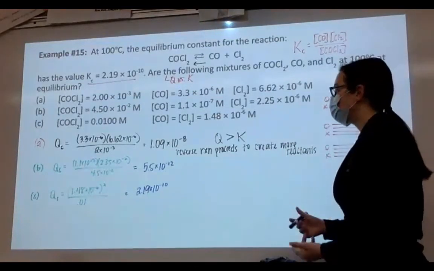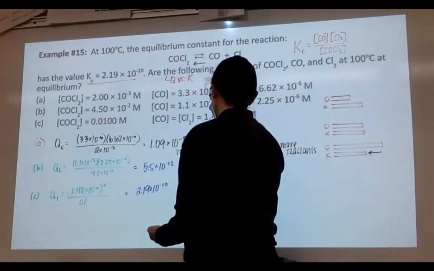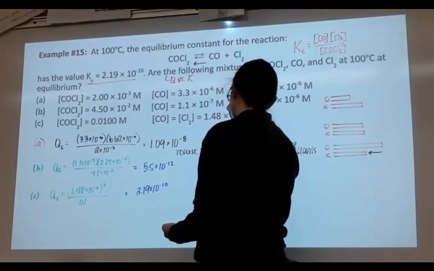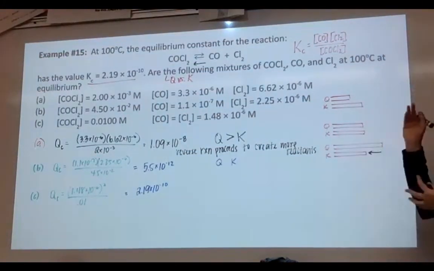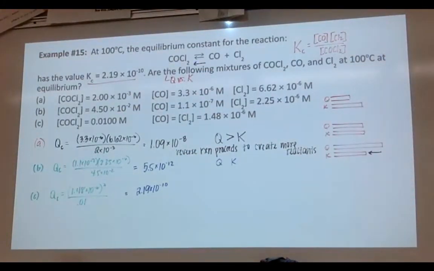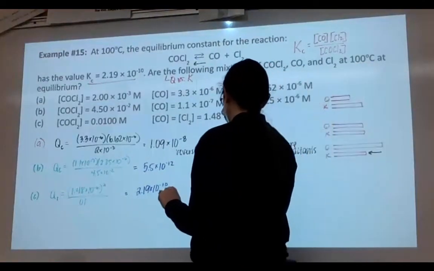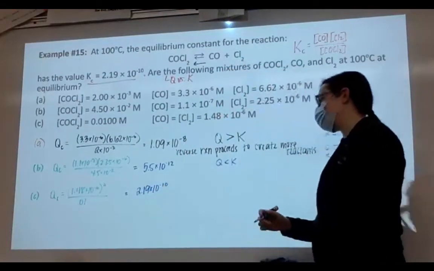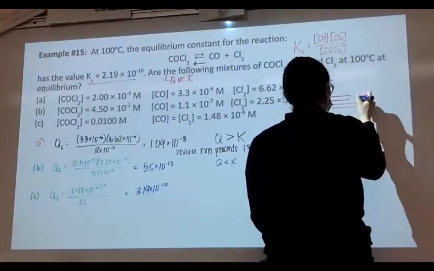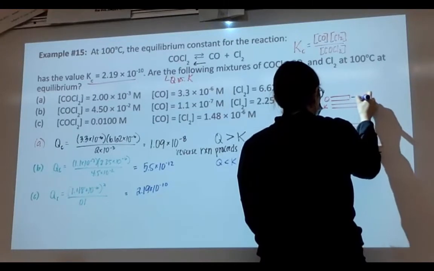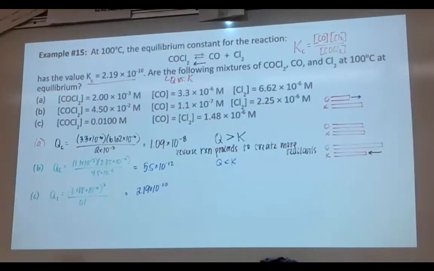Well, compare Q to K. Always compare Q to K to tell where you're at related to equilibrium. Look at the exponent, negative 12 compared to negative 10. Negative 12 means there are 2 extra zeros, which makes it a smaller number. So here, Q is less than K. Now we're in this top scenario. When Q is less than K, we need to increase Q to get to equilibrium.